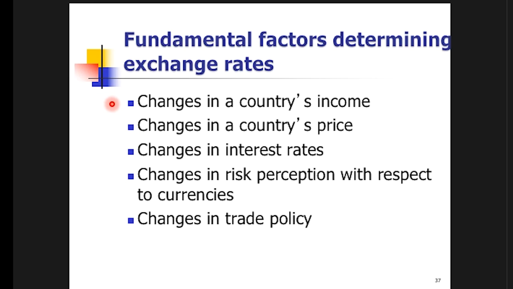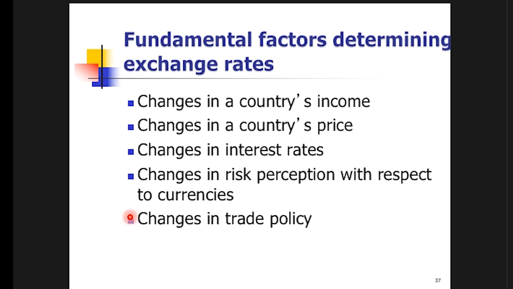The first factor is the changes in a country's income. Second is the changes in the country's prices. Third is the changes in the interest rate. The first three factors are related to PPP and UIP theory. Fourth, the changes in risk perception with respect to currency. And the last one, changes in trade policy. The last two factors are related to supply and demand theory.